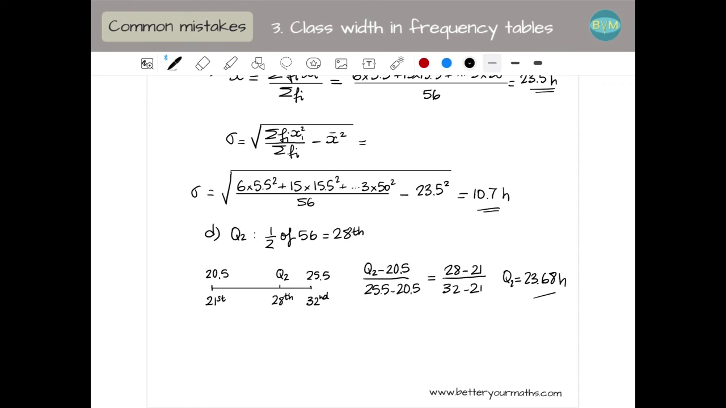23.68 hours. Always check that this is in your interval, so it must be between 20.5 and 25.5. If not, something is wrong. Yeah, so check. In this case, it looks like it is correct.